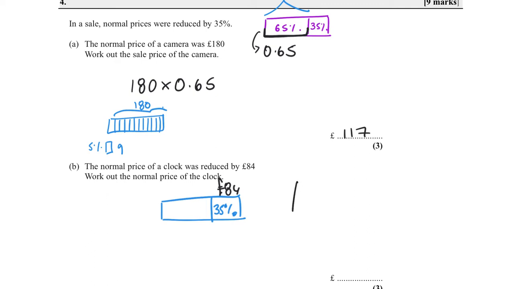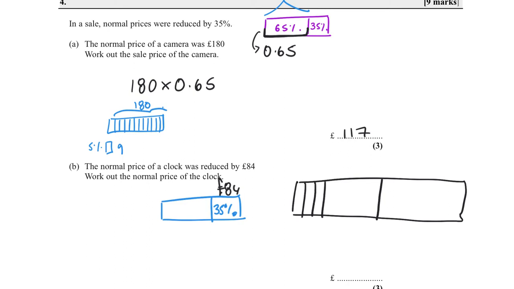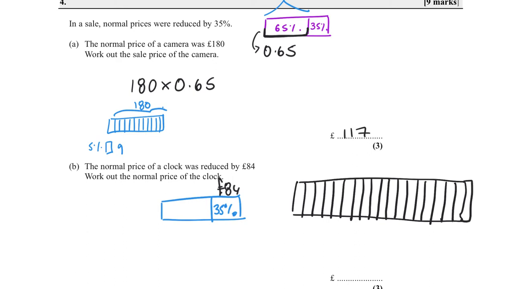Okay, so we're going to zoom in a bit. I'm going to draw this. Imagine this is my bar. Okay? 35%. How many 5% are there in 100? 20. So, let's do this. So, 1, 2, 3, 4, 5, 6, 7, 8, 9, 10, 11, 12, 13, 14, 15, 16, 17, 18, 19, 20. Okay, so these all represent 5%.